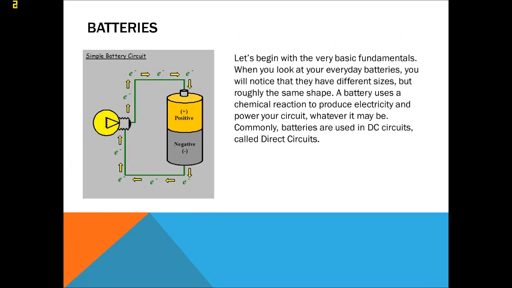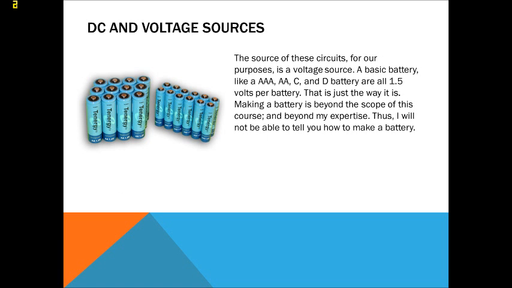When you look at your everyday batteries, you will notice that they have different sizes, but roughly the same shape. A battery uses a chemical reaction to produce electricity and power your circuit, whatever it may be. Commonly, batteries are used in DC circuits, called direct circuits. The source of these circuits, for our purposes, is a voltage source.